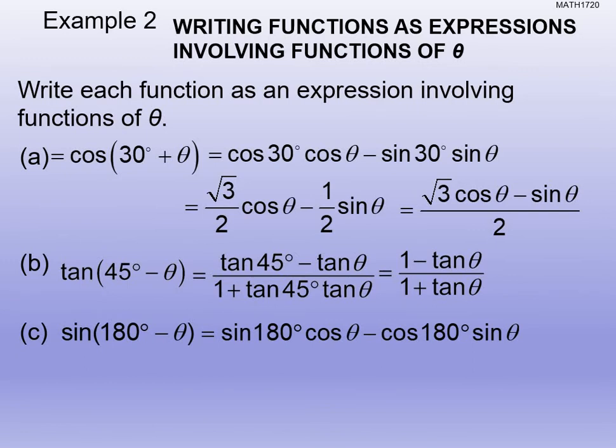Cosine of 180 is negative 1. That little box, I'm sorry that it's showing that, means to multiply there. So 0 times cosine of theta is 0. And then we have minus a minus, or minus the opposite, that becomes a plus. So our final answer is just sine of theta.